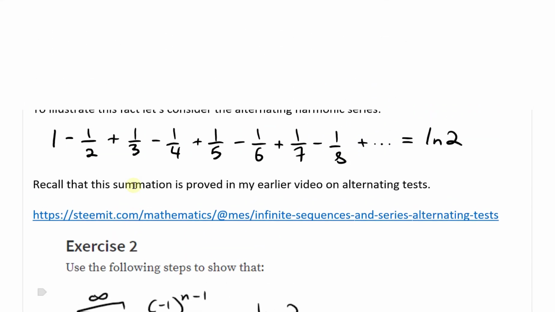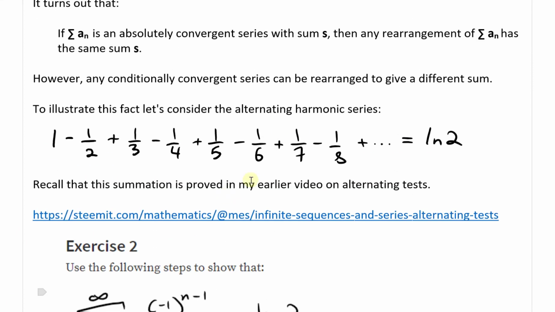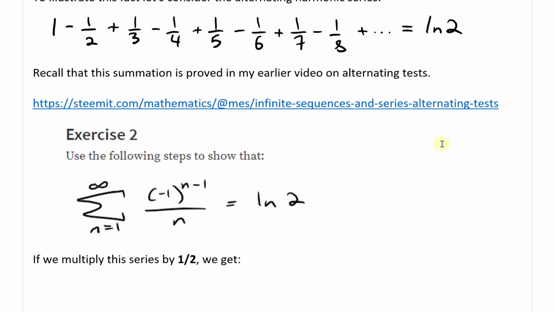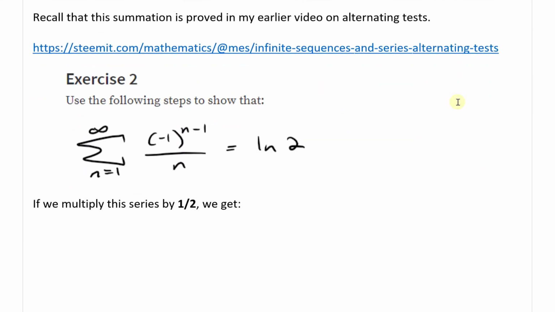There wasn't a good screenshot of the solutions manual from the calculus book, so I just took it from the question. Go check it out, I prove that it is ln 2 over there. So this alternating harmonic series equals ln 2. Remember, the harmonic series itself, if the terms are all positive, is divergent. Otherwise, it goes to infinity.